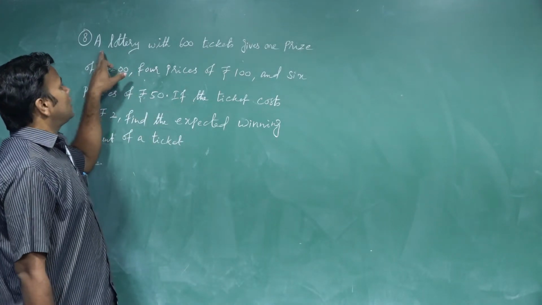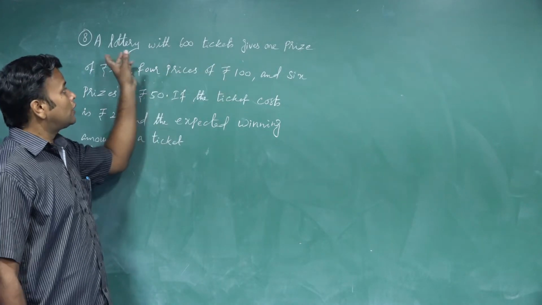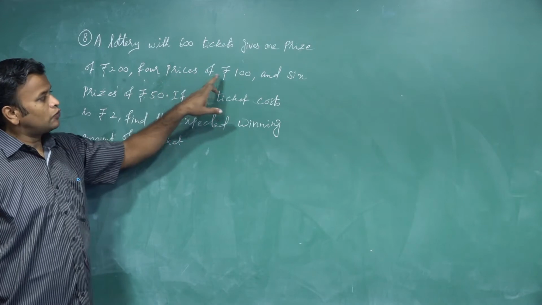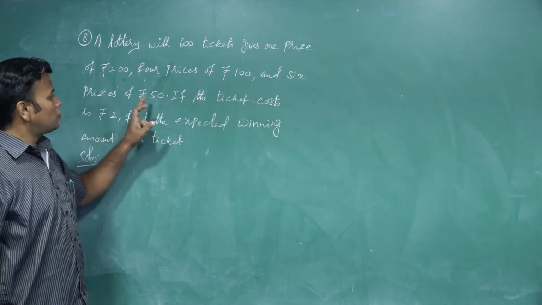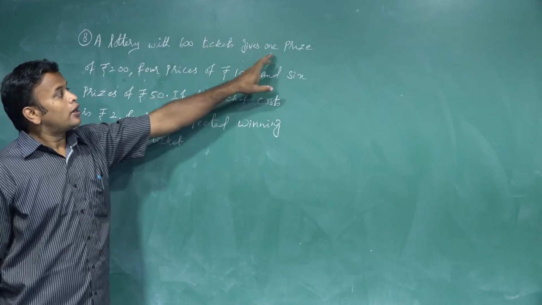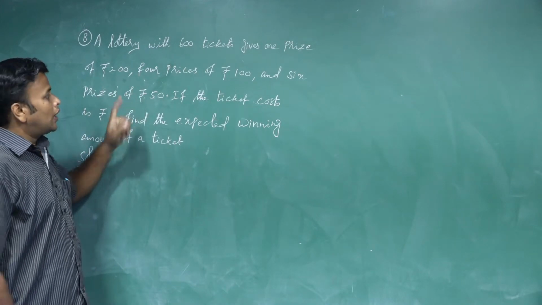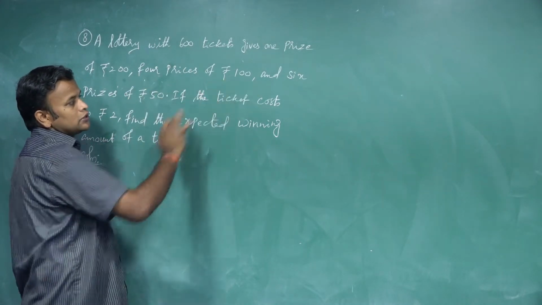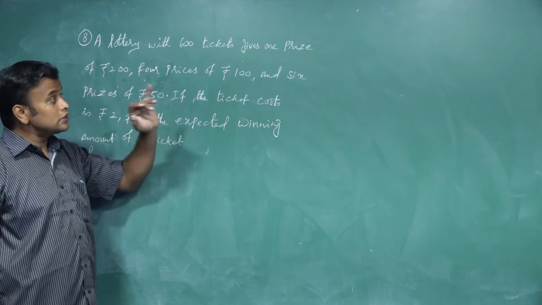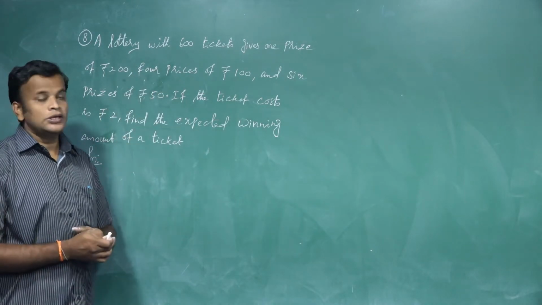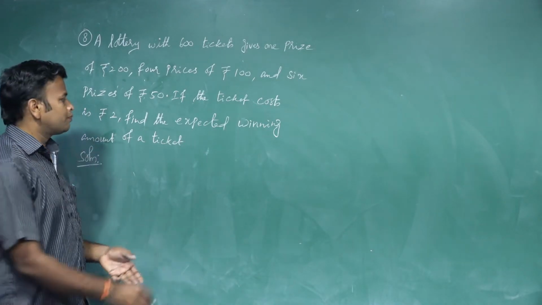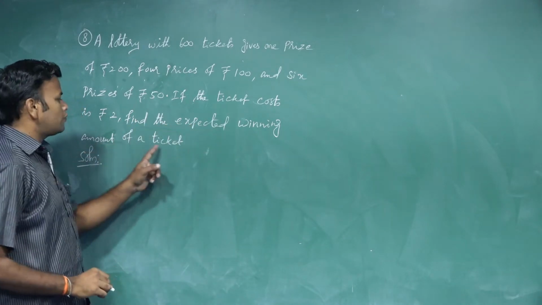See the question. A lottery with 600 tickets. So the total number of tickets is 600. It gives one prize of rupees 200, 4 prizes of rupees 100 and 6 prizes of rupees 50. Out of the 600 tickets, one ticket prize is rupees 200, 4 tickets have the amount 100, and 6 lottery tickets have the winning amount 50. If the ticket cost is rupees 2, that is, one ticket costs rupees 2, then our question is to find the expected winning amount of a ticket.